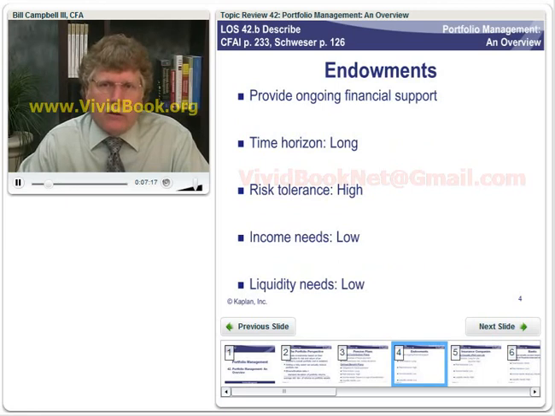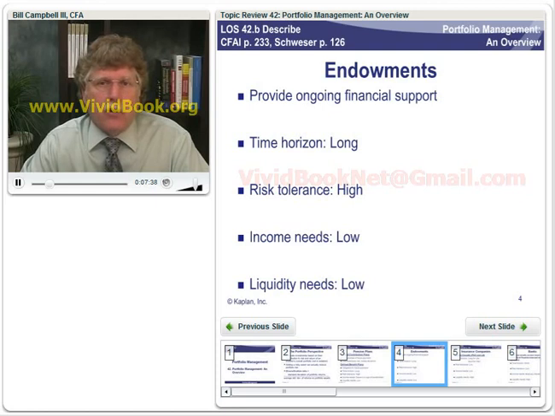So once again, because they have a long time horizon, that typically gives them a high risk tolerance. They can afford some slightly riskier investments because if they have poor returns one year, those will be offset, we hope, by better returns in future years, and therefore they can tolerate a little bit more risk.